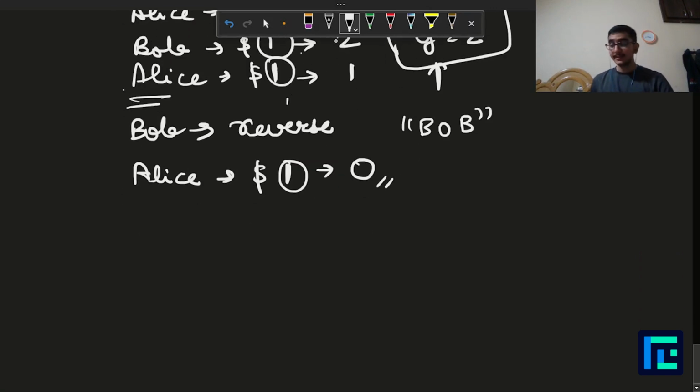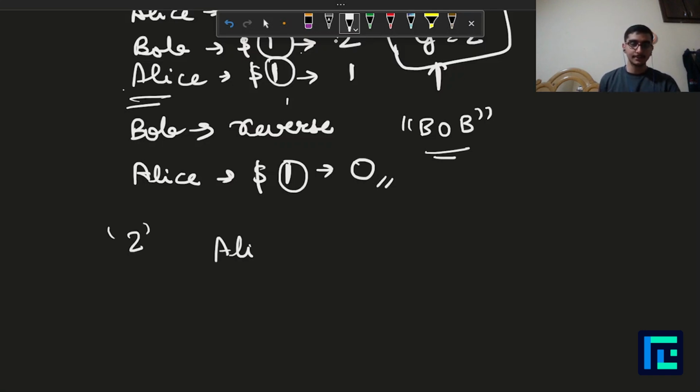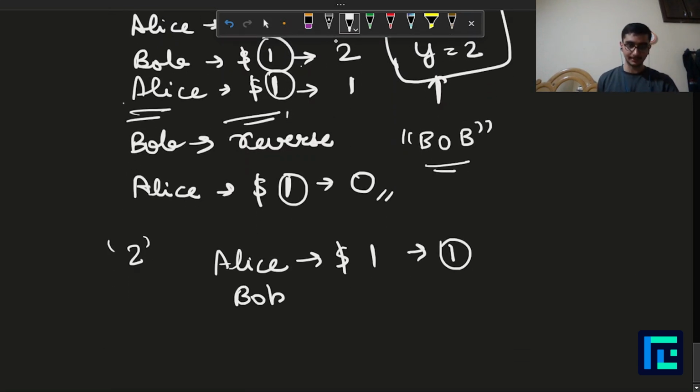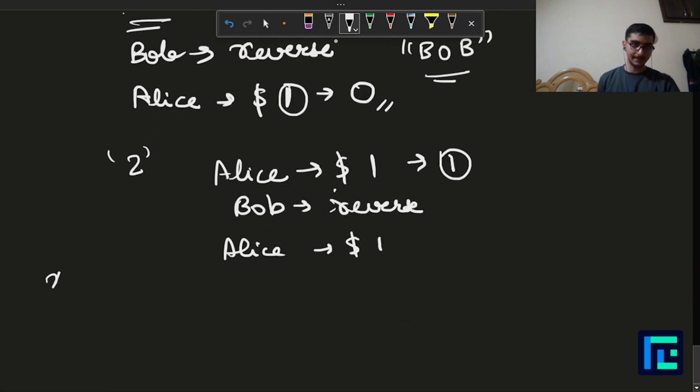And now you can see that this would work for all even values except 2, because in 2 what will happen is Alice pays $1. So now there is only 1 0 left. So in the first step itself, we reach this position. So Bob will simply reverse at this position itself. And Alice would have to pay $1 again. So in this case, X is equal to 2 and Y is equal to 0. But still Bob wins. Right.